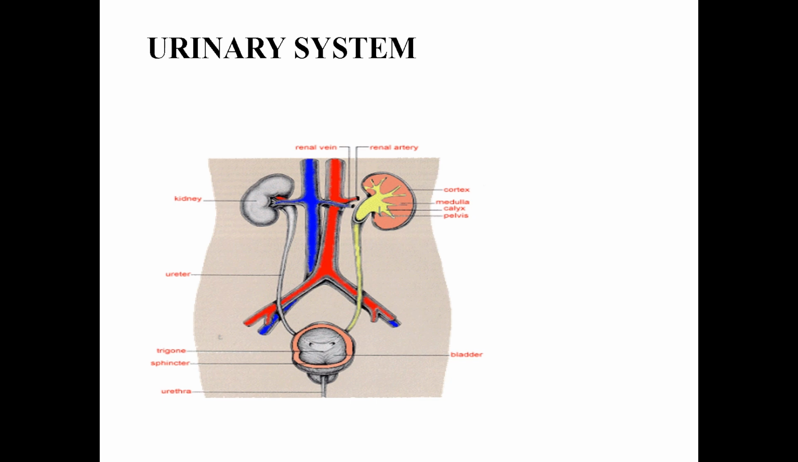So, organs of the urinary system. The urinary system consists of two kidneys, two ureters, a urinary bladder, and a urethra. In the kidneys, this is where urine formation takes place. The ureters carry urine away from the kidneys to the urinary bladder. The urethra carries urine away from the urinary bladder to the outside.